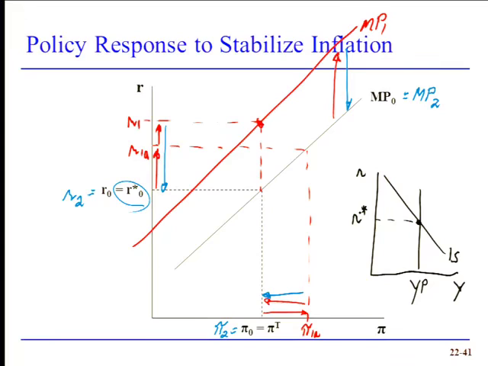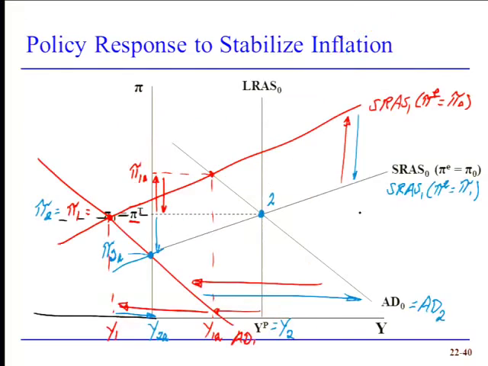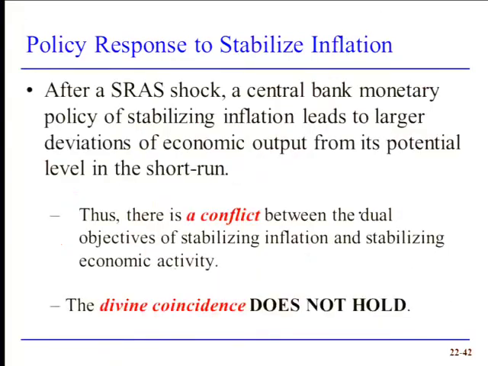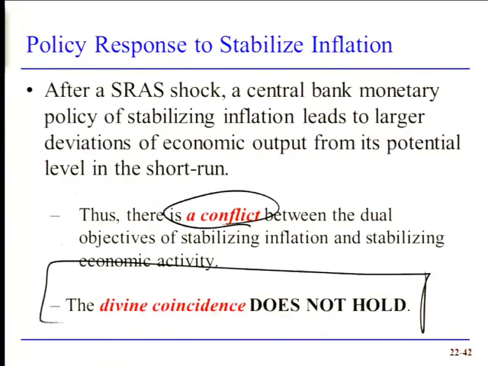But what we see in this example is even though the equilibrium real interest rate does not change, the central bank is causing much bigger swings in economic output. If they did nothing, we fall to Y1A. By targeting inflation, we fall all the way to Y1. That's creating a lot of unemployment to maintain an inflation target. You better be pretty sure that the cost of that higher inflation is actually worth that trade-off. So notice now there is a trade-off, so there's a conflict. The divine coincidence does not hold with short-run aggregate supply shocks.